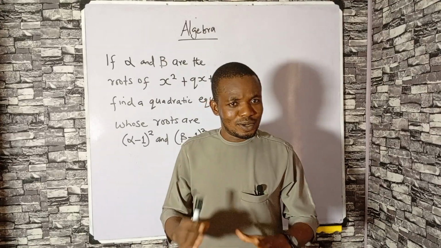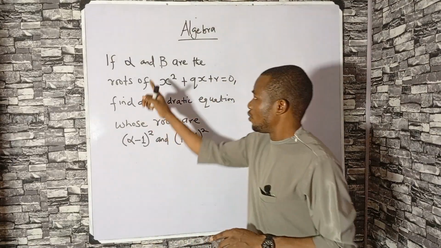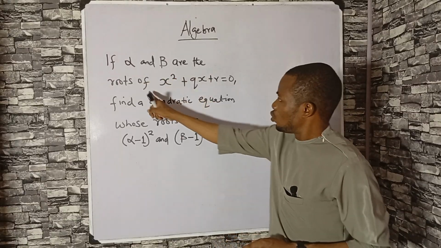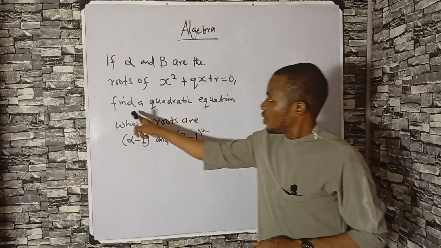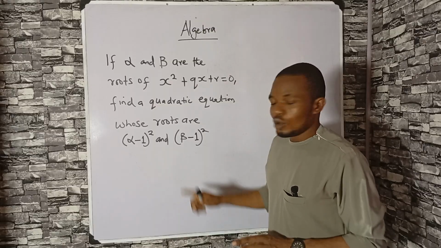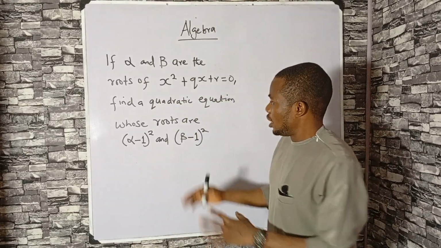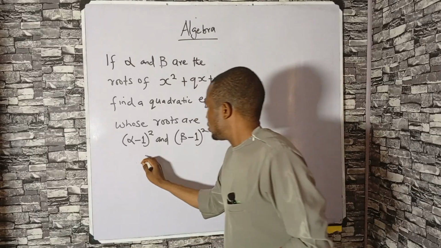Let's consider algebra today. Some students may not solve this. You see, we have: if alpha and beta are the roots of this equation, find a quadratic equation whose roots are this and this. We are going to use this equation, the parent equation, to derive a new equation.